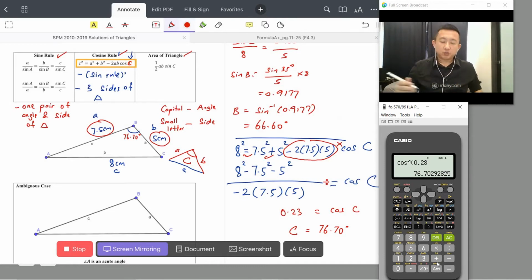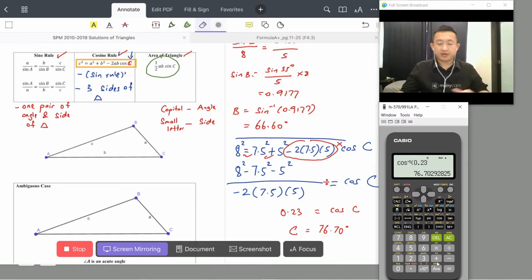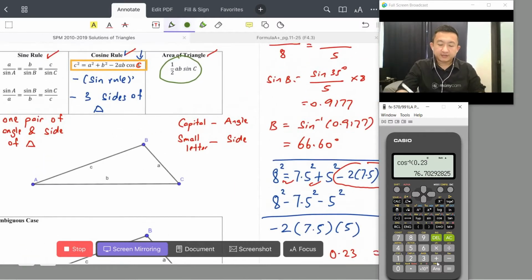Okay, and the last one is the area of triangle. Now same thing, if you have 1 over 2 ab sine C. So, okay, look at this triangle. Okay, ignore the ABC written here. Maybe I draw a new triangle. The first thing that you have to look at is your angle. So is there any angle that you know? Let's say you know about this angle. We call this angle C.